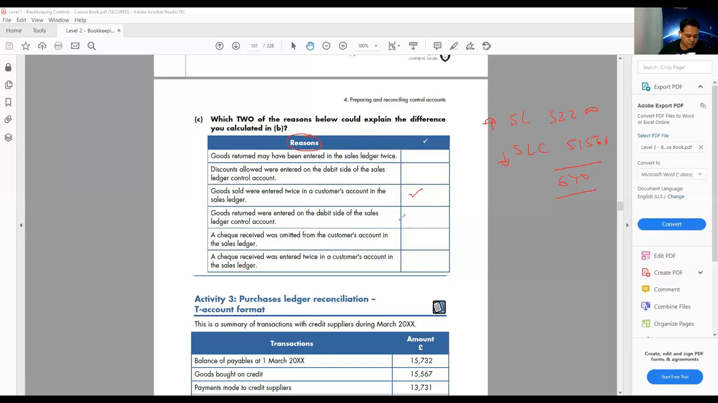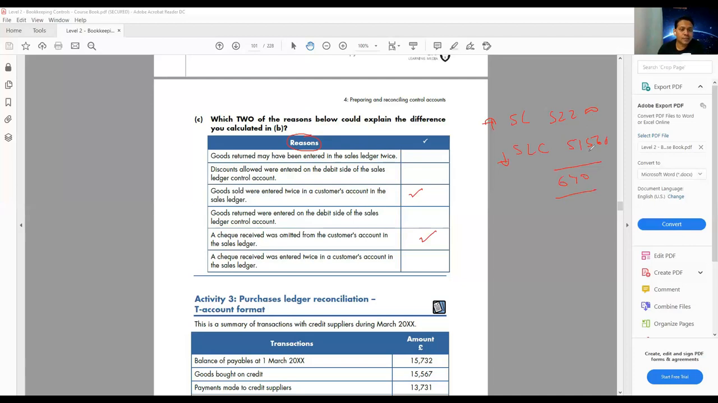Yeah, so check this one. Let's have a look at how this works. Okay, so let's talk about our T account. Let's say we have a sales ledger balance that is 52,500 and the sales ledger control is 51,000. So our sales ledger balance shows more balance and the sales ledger control is showing less balance.